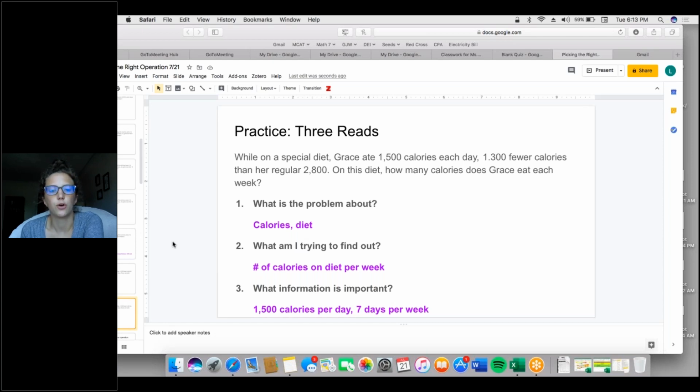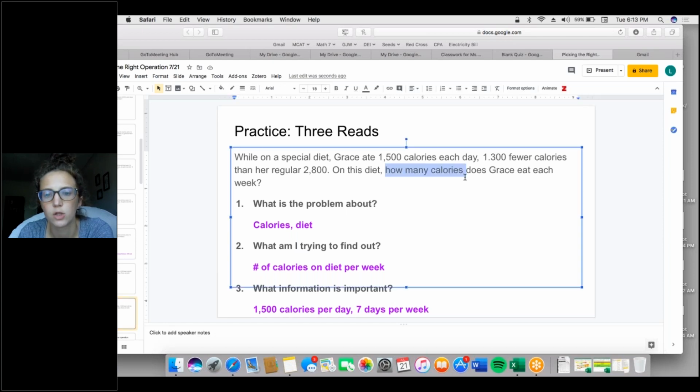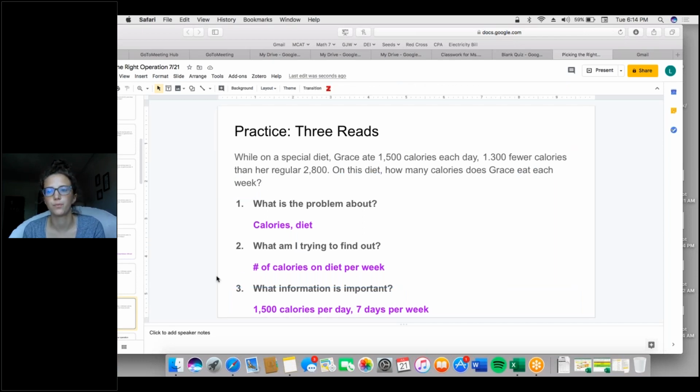I filled in the second and the third one already, but we can read it through and see where we got this information. So the second time we read, we want to know, what am I trying to find out? It says, while on a special diet, Grace ate 1,500 calories each day, 1,300 fewer calories than her regular 2,800. On this diet, how many calories does Grace eat each week? So again, in that last sentence, my final question says, how many calories? So I know my unit will be calories eaten each week on the diet. Those are all pieces of information that my answer should include.